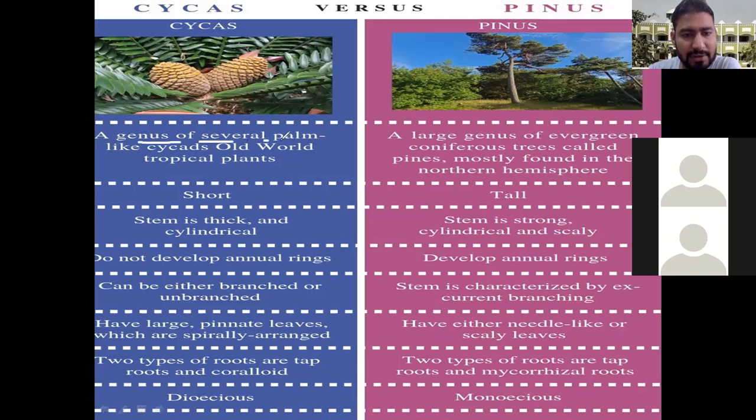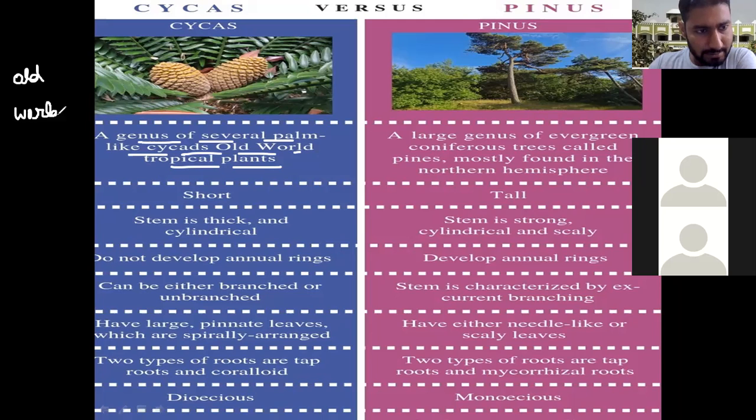A genus of several palm-like cycads, old world tropical plants. Cycas is an old world tropical plant. Old world tropical plants, clear? Tropical region. It is found in the tropical region. And cycads means Cycas.